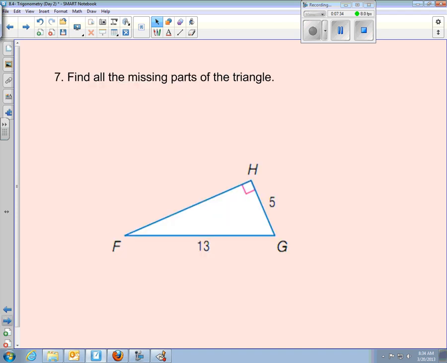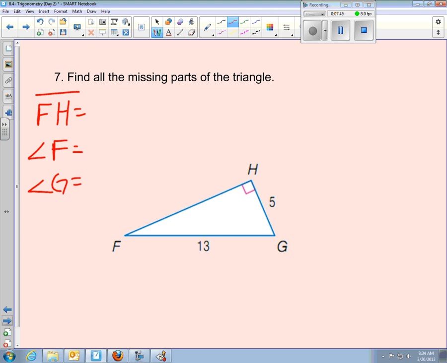Last one here. This problem says find all the missing parts of the triangle. Well, we are missing a side, FH. We are missing angle F and angle G. Well, if we look here, we have two sides, and so that's going to help us find the third side by doing Pythagorean theorem.